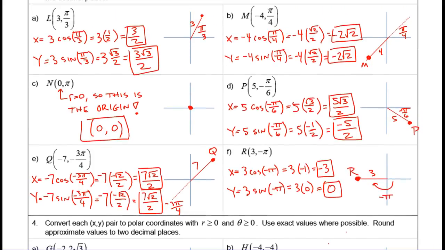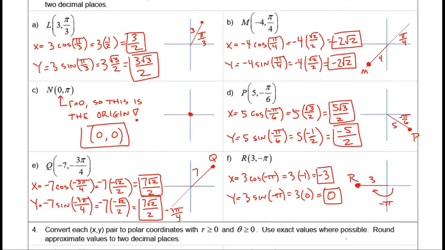Alright folks, there you have it, 6 different pairs of points in polar coordinates that were converted to rectangular coordinates. And hopefully, with part C, you notice, hey, that's a pretty easy one. Didn't really need to use the r cosine theta or r sine theta. Hopefully you saw the same thing here with this one. If I'm at negative pi as my angle of rotation, that just puts me on the negative x coordinate side. So that's just negative 3 comma 0.